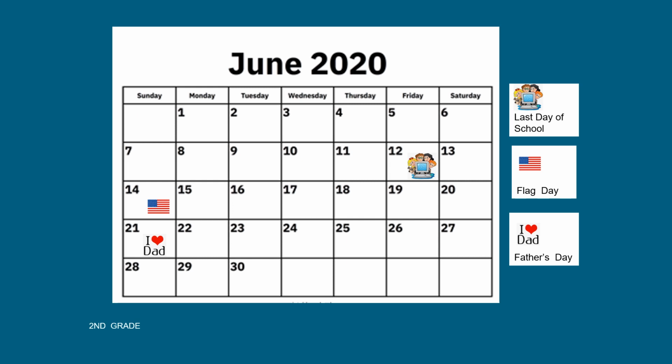What is the date of the last day of school? June 12th is the last day of school. What is the date of the third Tuesday in June? The first Tuesday in June is the 2nd. The second Tuesday in June is the 9th, so the third Tuesday in June is June 16th.